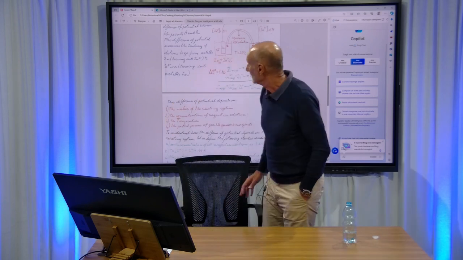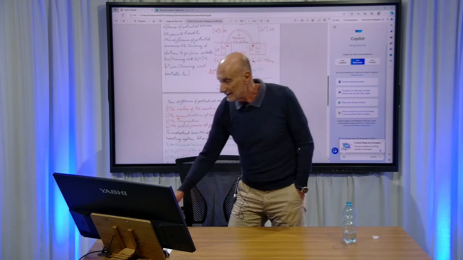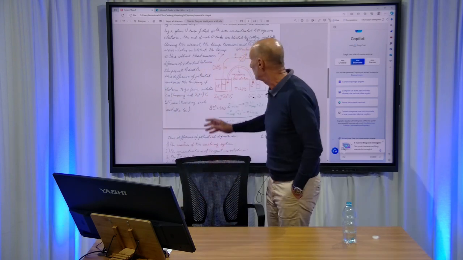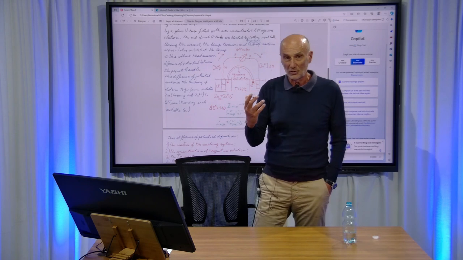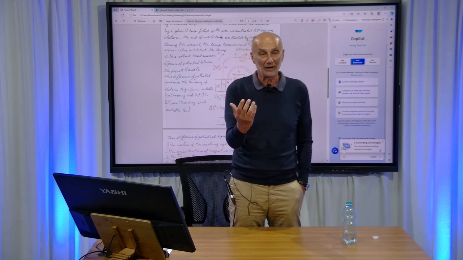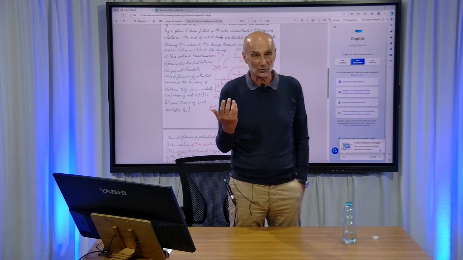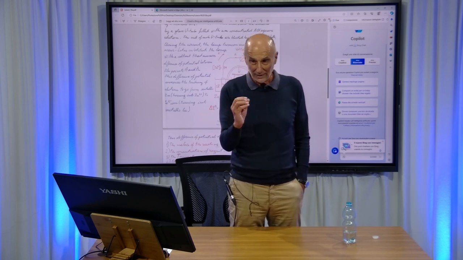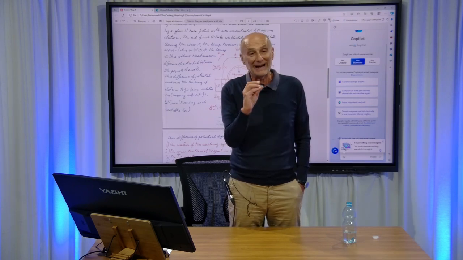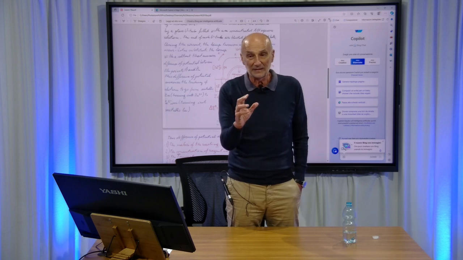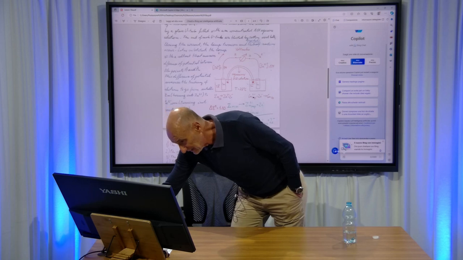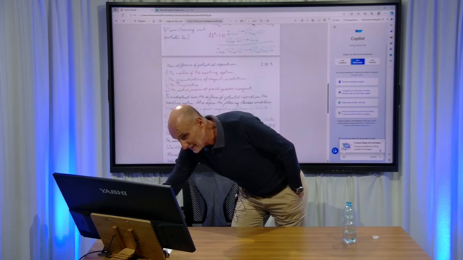Well, I told you that this difference of potential is a measure of how easy a redox reaction is, and in this case also an electrochemical reaction. Well, let's see the parameters that affect this difference of potential. The parameters that affect these differences of potential are the following.